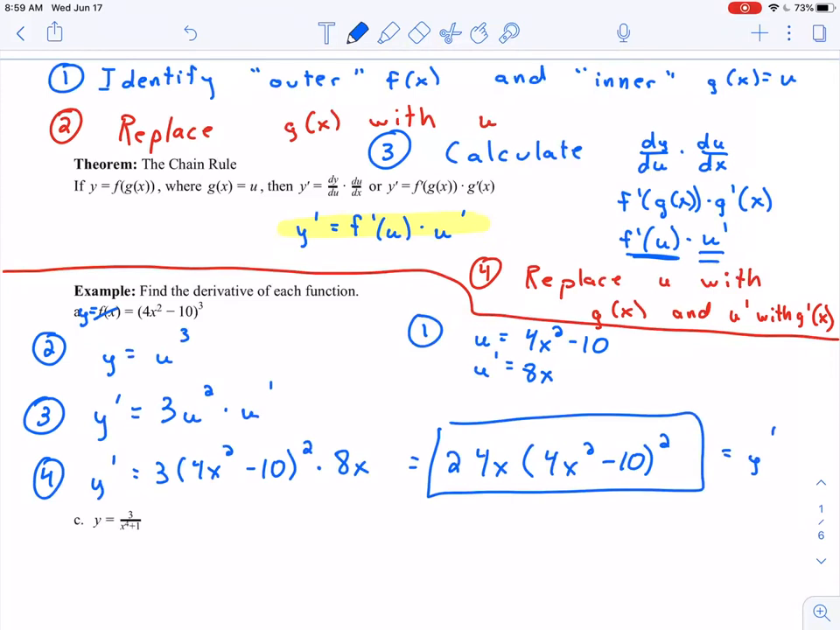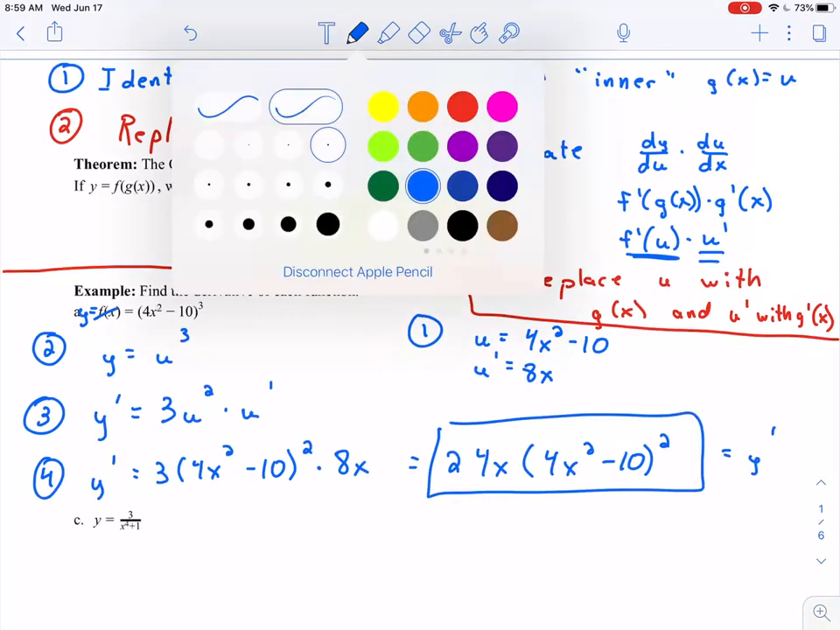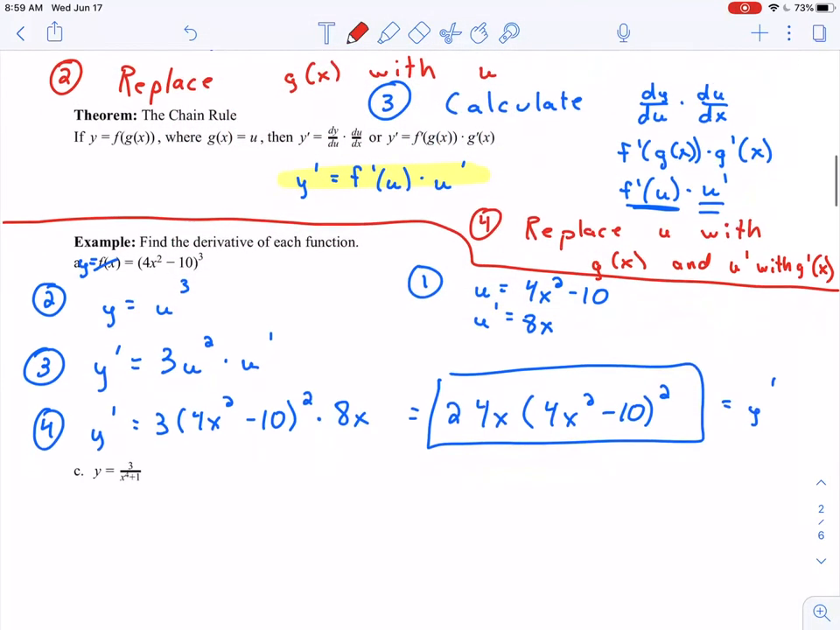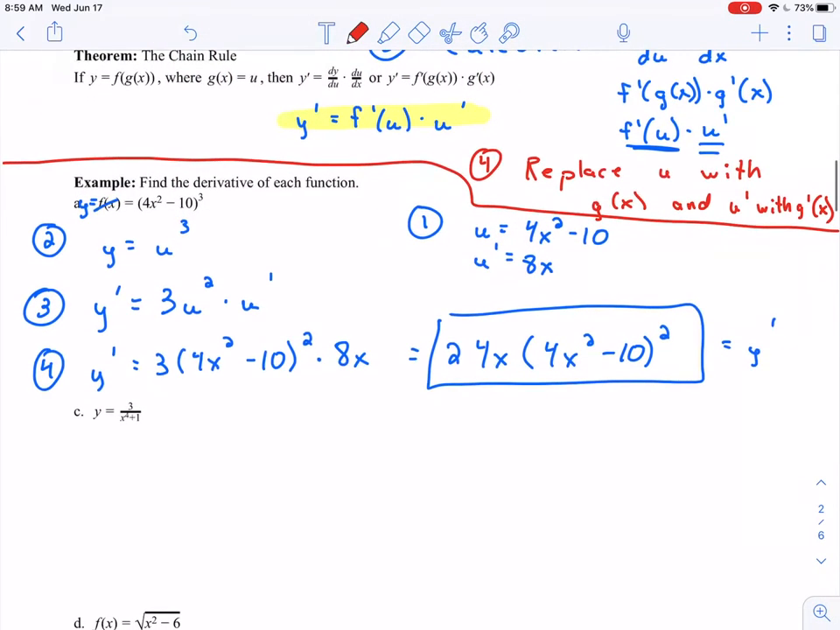Alright, so let's see what else we can do. The next example here, I have y equals 3 over x to the 4th plus 1. Before we get going, I'm going to rewrite this for reasons which will hopefully become clear in just a little bit. I'm going to rewrite this as 3 times x to the 4th plus 1 raised to the negative 1st power. So I'm just going to rewrite that with a negative exponent.